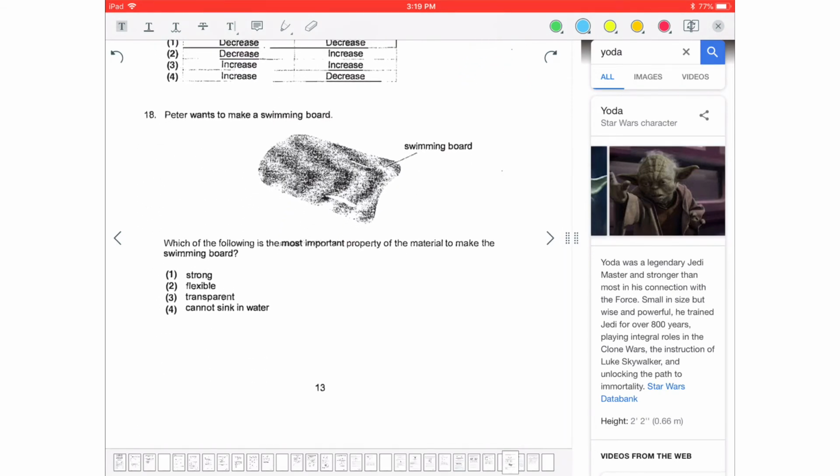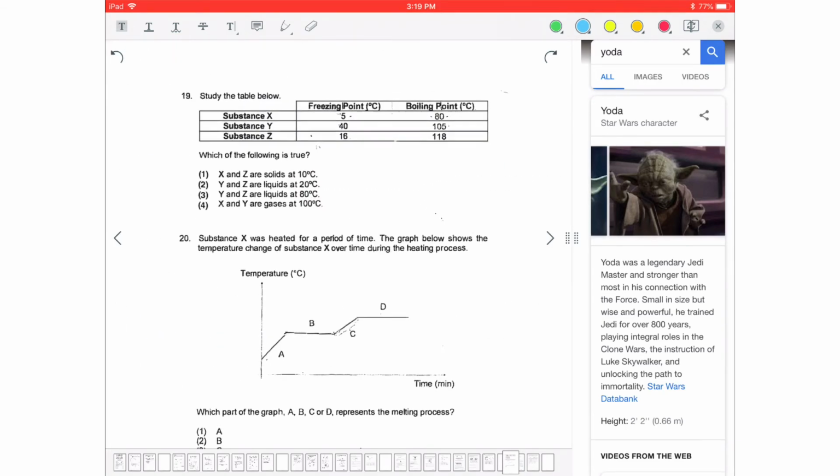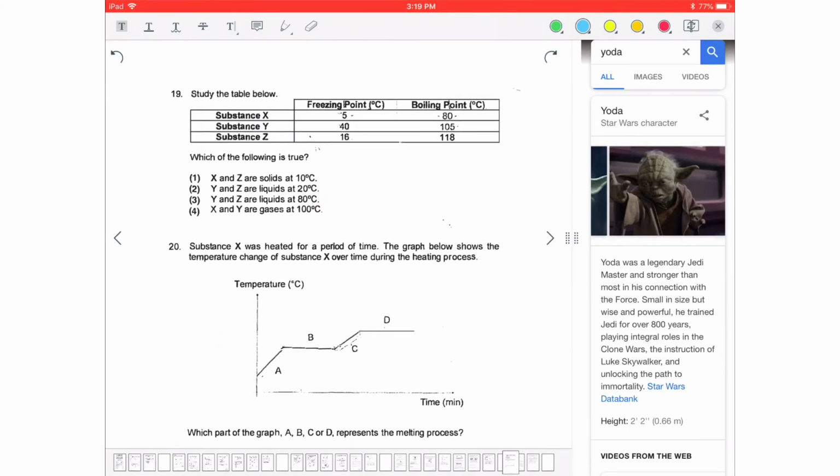Alright, Peter wants to make a swimming board. Which of the following is the most important property? It must float. Right? Can't imagine if someone chose something else. Okay, study the table below. Which of the following is true?